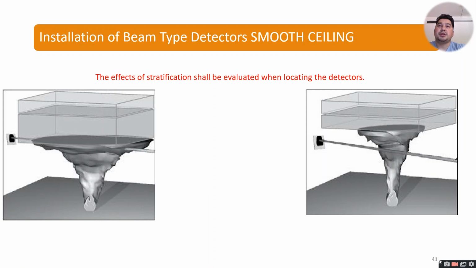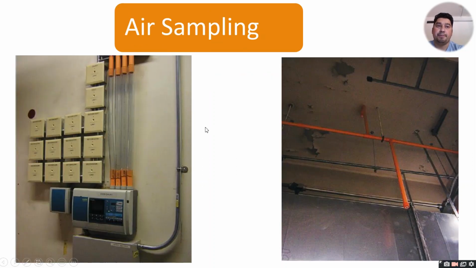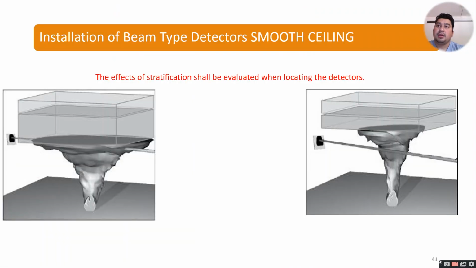Installation of beam type detectors, smooth ceiling. So how can you install the beam type detectors? The effects of stratification shall be evaluated when locating the detectors. So before you install the beam detectors, you have to check certain things. When you are installing these beam detectors, the beam is here and there is a fire. Whenever the fire reaches this level, the smoke will obstruct the beam and the fire alarm will start.